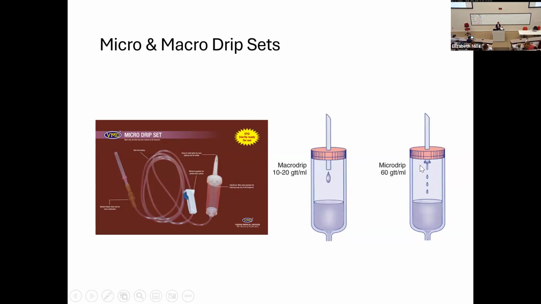So when we're talking about micro drips, you can see the drip size is very, very small, and we would need 60 drops to equal a milliliter. And on the left, depending on the calibration of the drop set or drip set, it's anywhere from 10 to 20 drops per milliliter. So you can see the drop size is bigger.